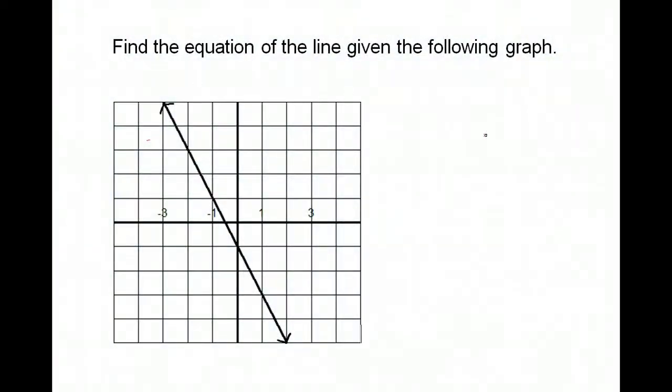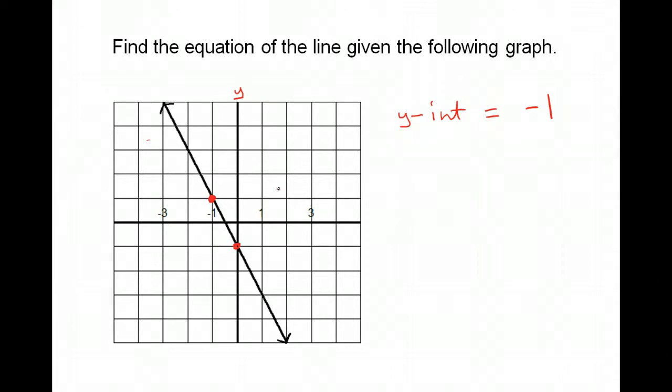Okay, let's find the equation of the line given this graph. The first thing we want to do, if possible, if we have the y-intercept, that's where it crosses the y-axis, that's great. This one actually we can tell very clearly that it goes through the point (0, -1). So the y-intercept is -1. Now to find the slope, pick any other point on your graph. I'll pick this one.